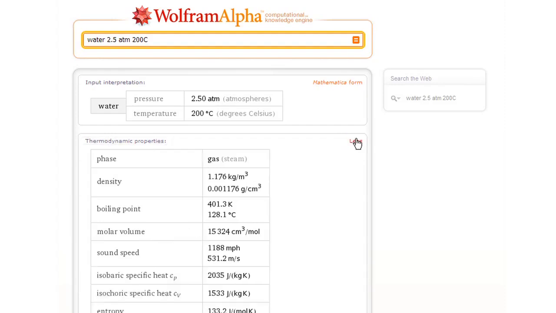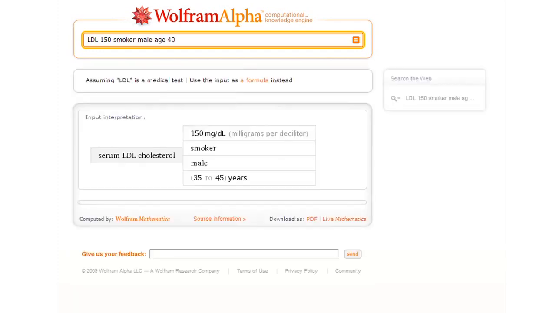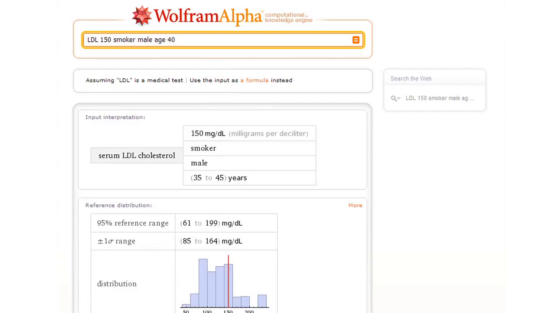Well, let's try another area. How about medicine? Well, there's a medical test result, and Wolfram Alpha is using a large public health study to tell us where that result lies in the population. Or we can be more specific. Let's ask it where an LDL level of 150 would lie for a smoker male age 40. And now Wolfram Alpha will slice down and tell us about that particular subpopulation.